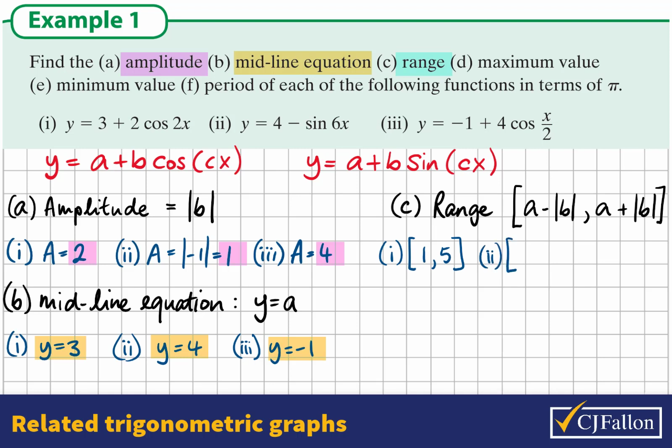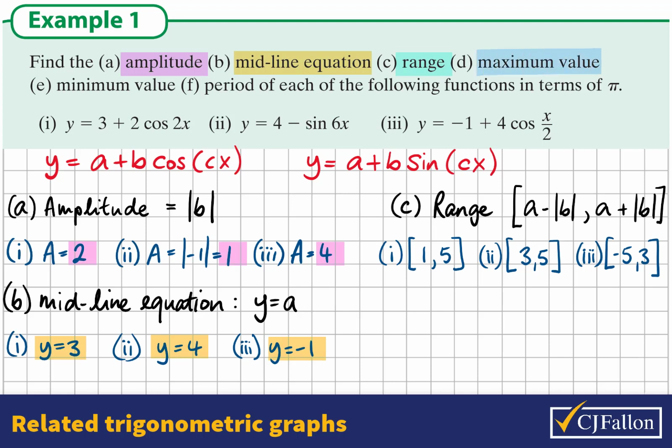In question 2, the range is going to be 4 minus 1, which is 3, and 4 plus 1, which is 5. In the third question, the range is going to be negative 1 take 4, which is negative 5, and negative 1 plus 4, which is 3.